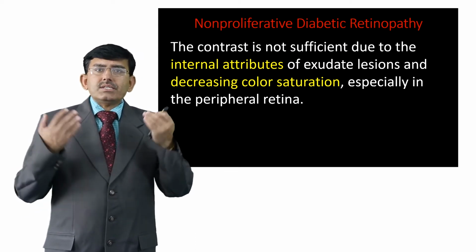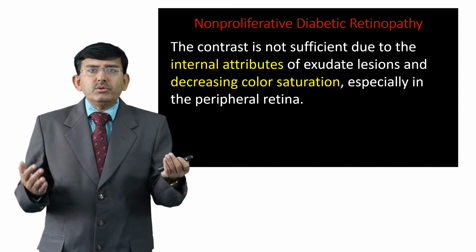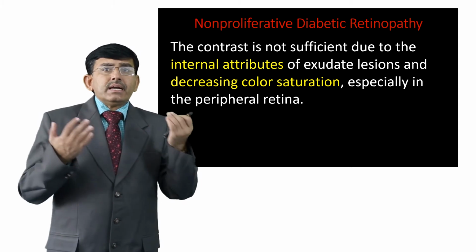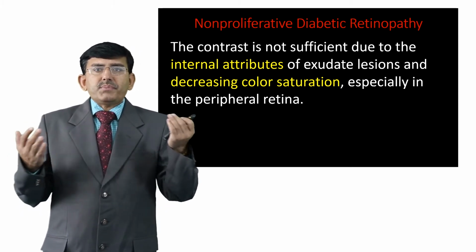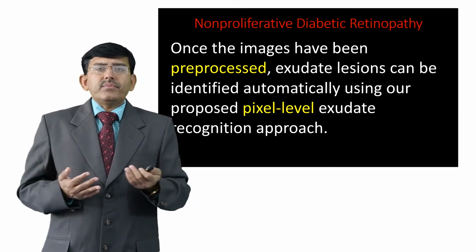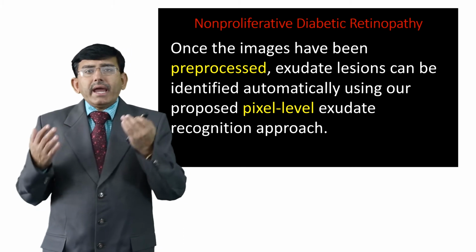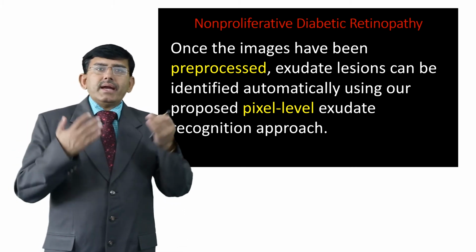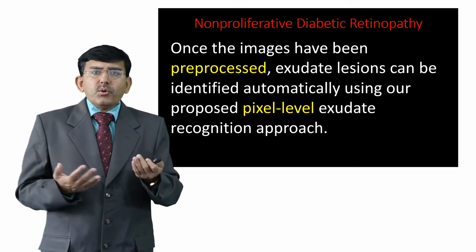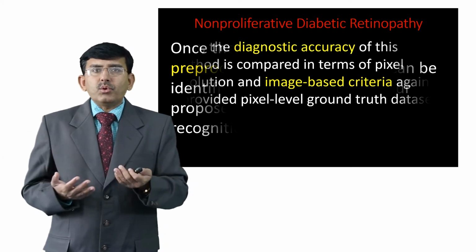The contrast is not sufficient due to the internal attributes of exudate lesions and decreasing color saturation, especially in the periphery of the retina. Once the images have been pre-processed, exudate lesions can be identified automatically with the help of the proposed pixel level exudate recognition approach.